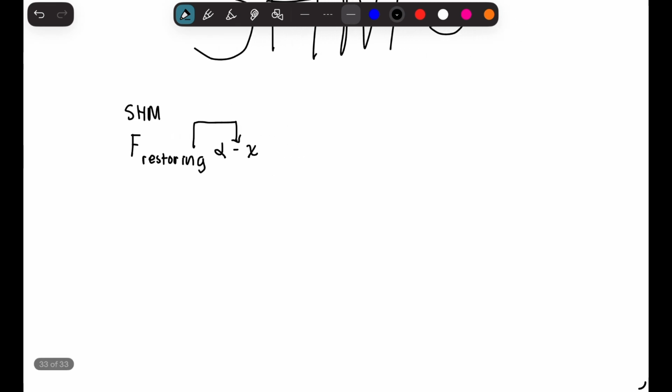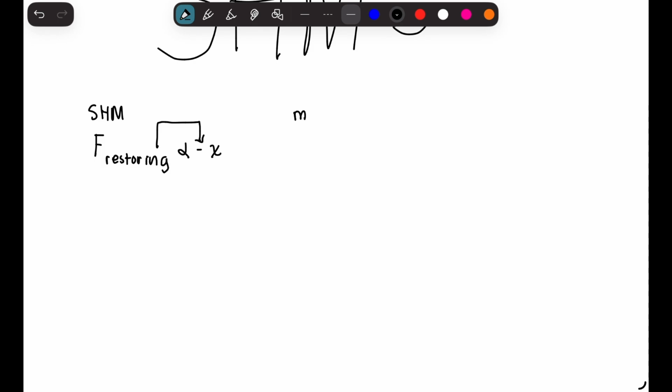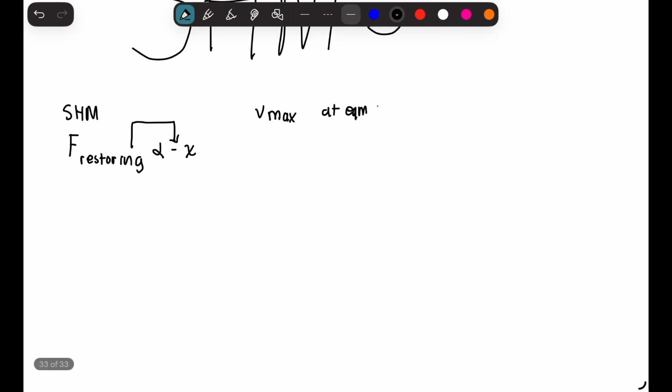Let's also talk about when the speed is the max. So you're going to have V max at equilibrium. And when is our acceleration going to be max? That is going to be at your maximum displacement.